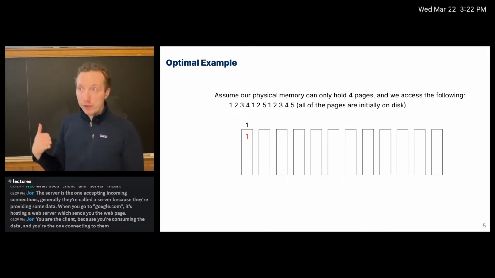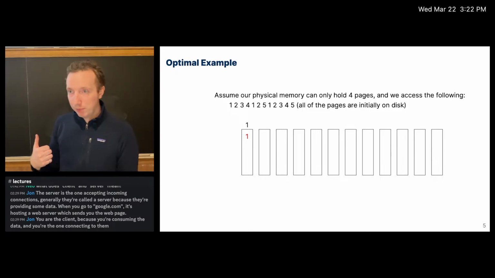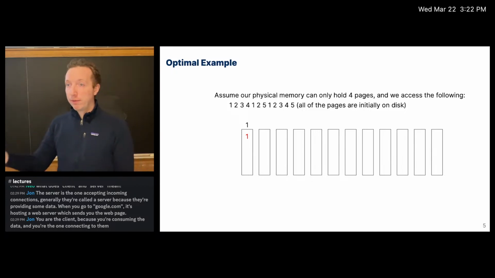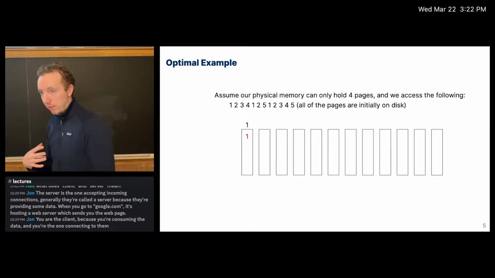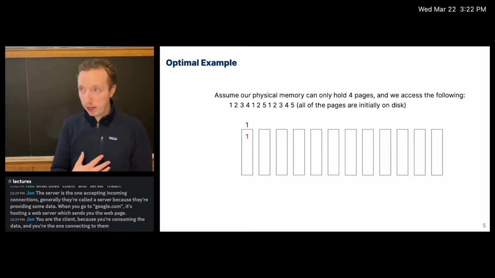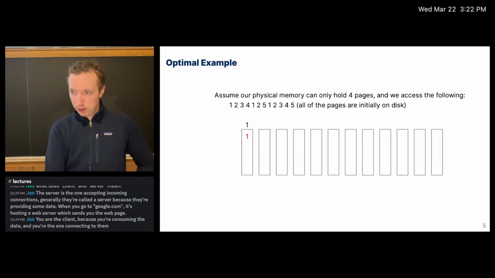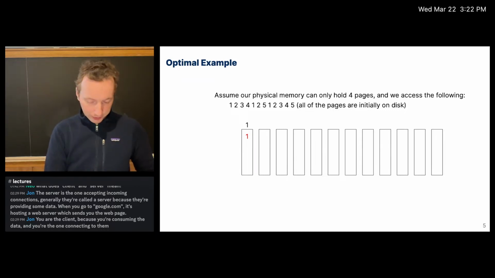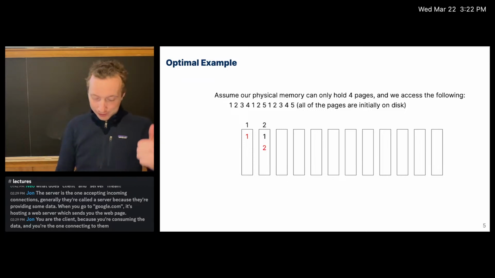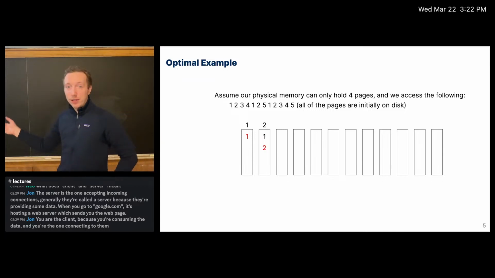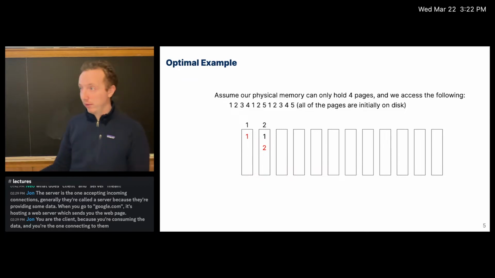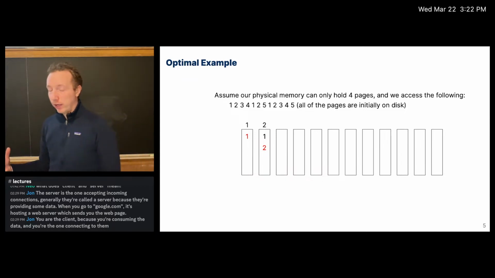So if our first access is page 1, initially there'd be nothing in memory because that is our assumption. So I would have to read that page from disk into memory. It is now red, indicating a page fault, and I read it from the disk into memory. Now if I access page 2, also not in memory, so I have to read it from disk into memory.